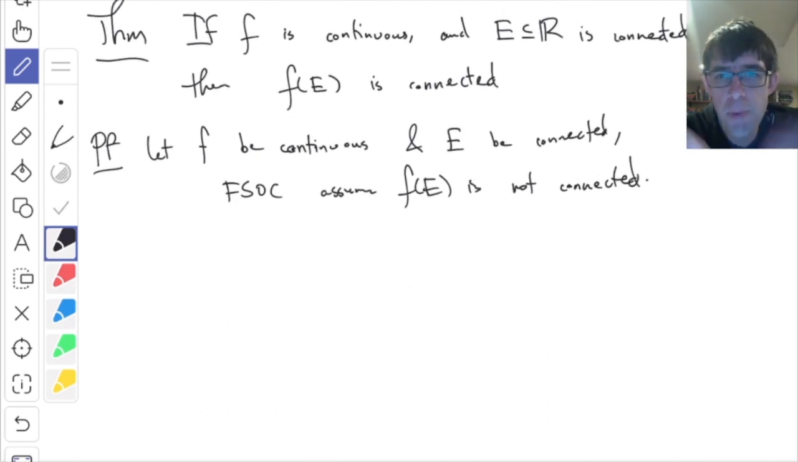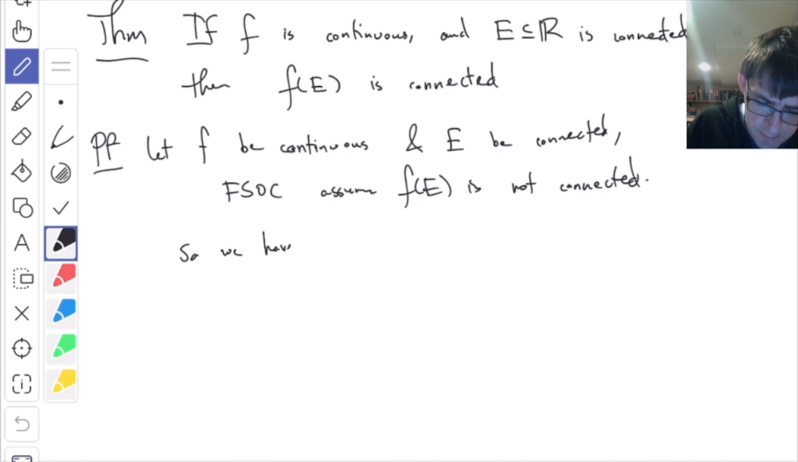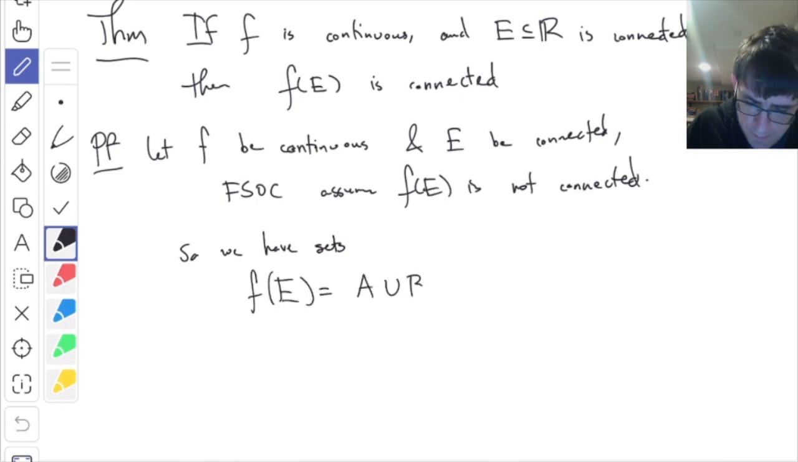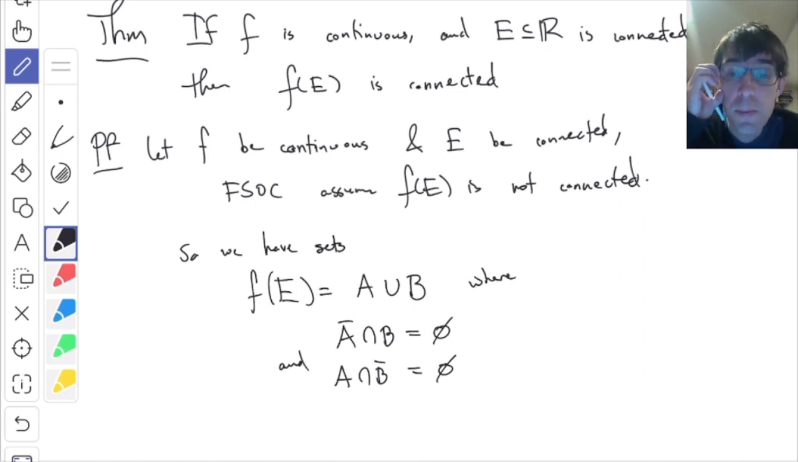Not connected means you can break it into two separate sets. We usually call them A and B, in such a way that the intersections are empty if you do A closure intersect B or A intersect B closure. I hope that you have that in your memory somewhere. We assume f of E is not connected, so we have sets: f of E can be written as a union A union B, where A bar intersect B is empty and A intersect B bar is empty. All right, this is what it means to be disconnected.